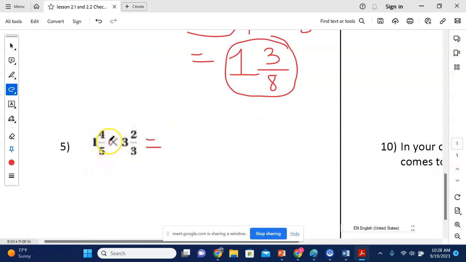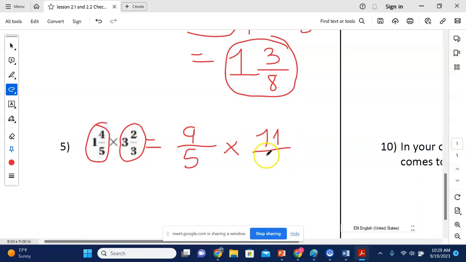Both of these numbers are what? Mixed numbers, mixed fraction. So the first thing you need to do is go change it. Go rewrite that in fraction numbers. Okay, so earlier I told you, I think you guys already know what to do. You're gonna take 1 times what? 1 times 5 is 5 plus 4 is, so that becomes 9 over 5. You're still multiplying. Then 3 times 3 is 9 plus 2 is 11 over what?